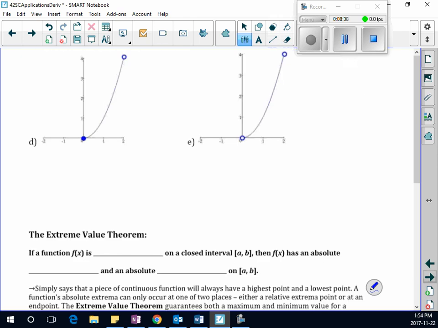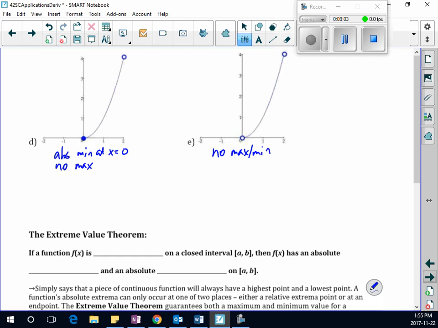Okay, so the next one, how about this one? Absolute min at x equals 0, no max. How about this one? Nothing. No max or min.